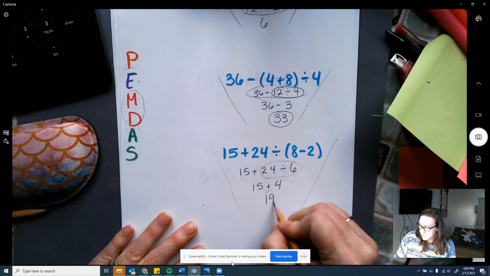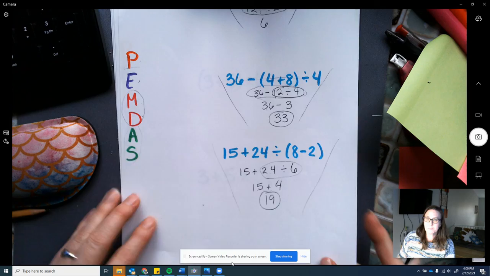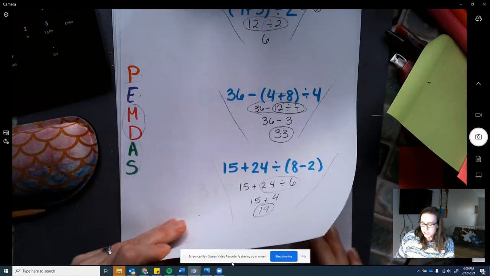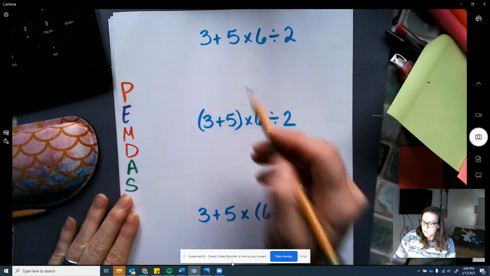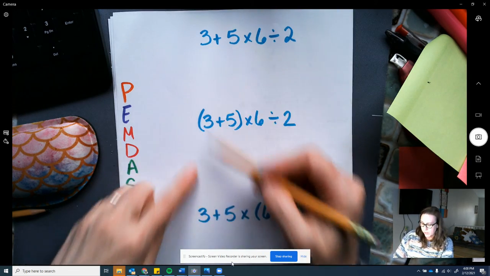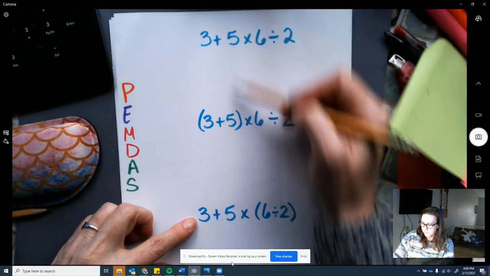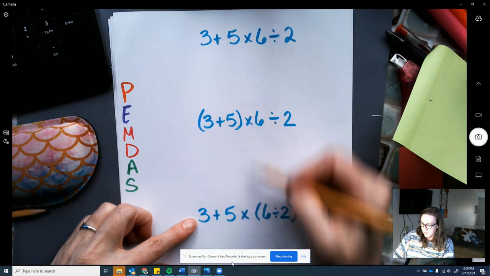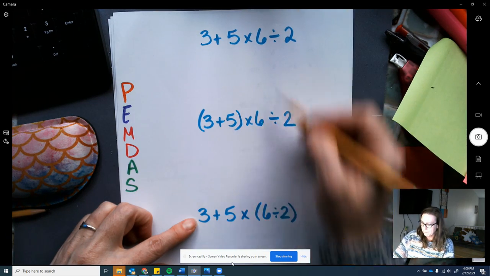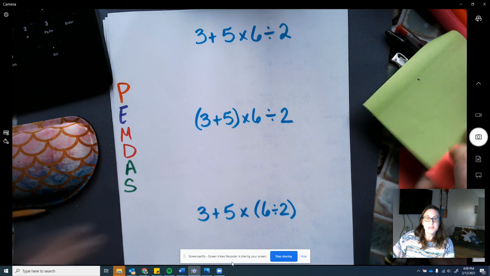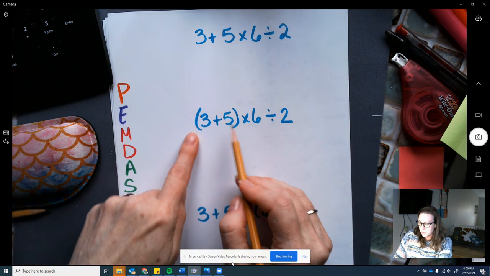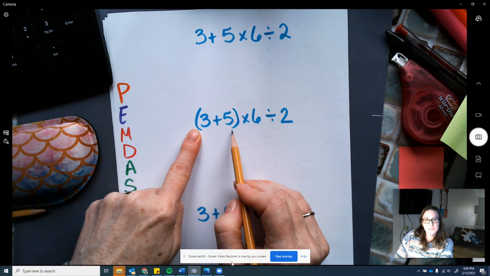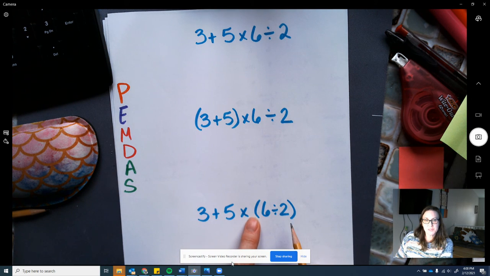15 plus 4 is 19. Okay. This next page, I want to show you what happens when you move the parentheses around. So here we have, all of them, 3 plus 5 times 6 divided by 2. So it's all the same equation, but on this one we have the parentheses on 3 plus 5, and on this one we have the parentheses on 6 divided by 2.